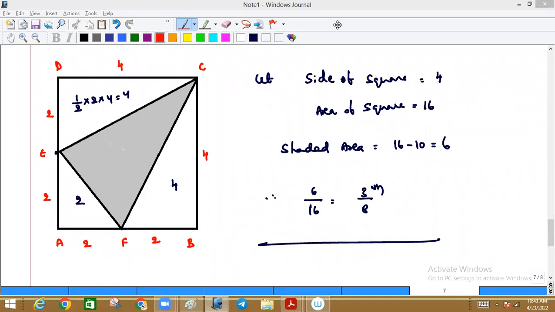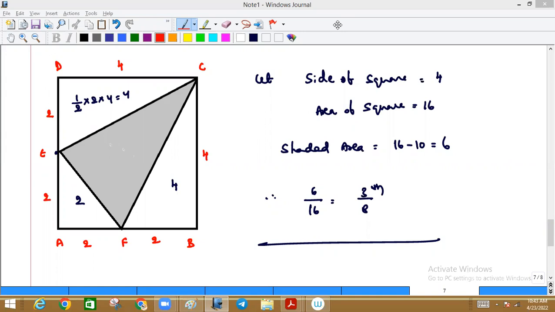The shaded area is what part of the entire square? We are assuming the side of the square as 4. Therefore, area of the square becomes 16. Find out the three triangles' area. Look at the triangle there. It is half into base into height. All the three triangles are right angle triangles. Half into 2 into 4 is 4.